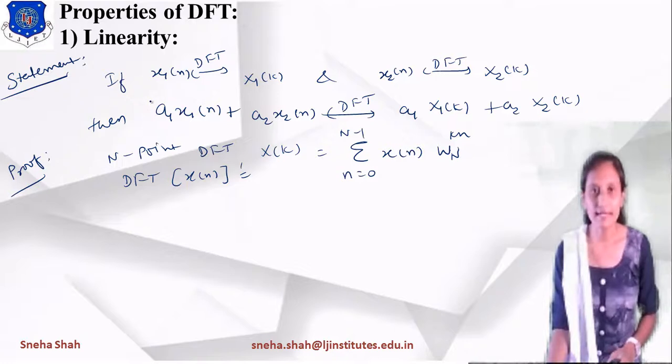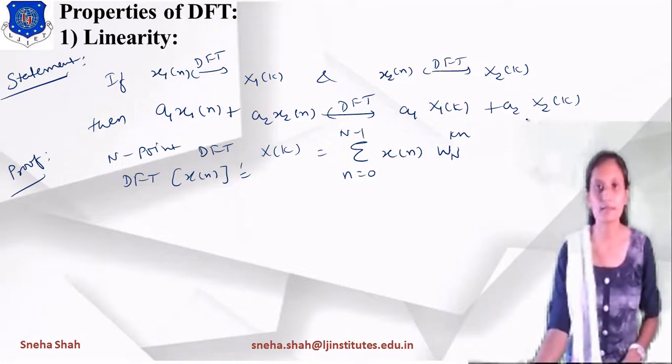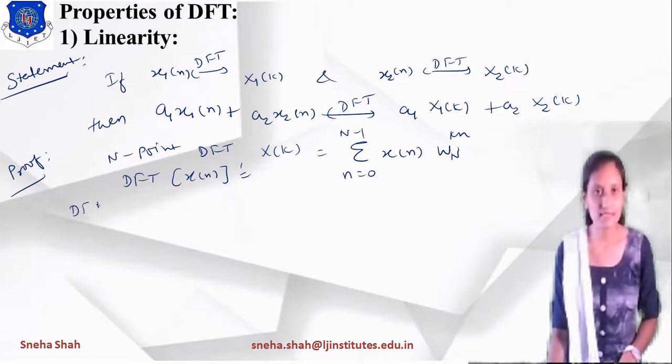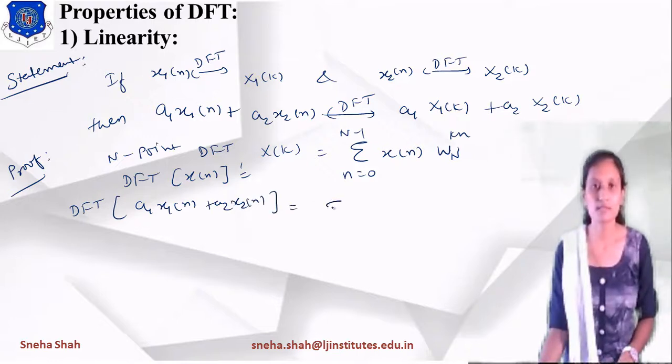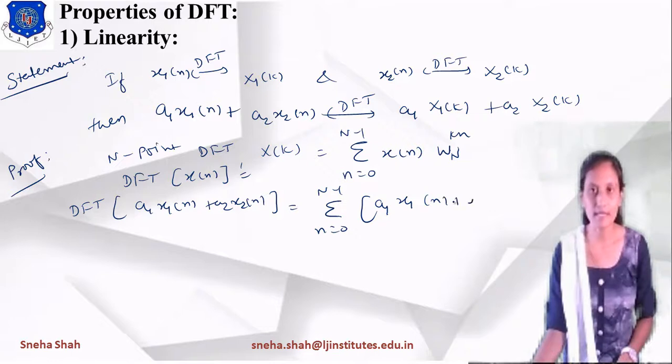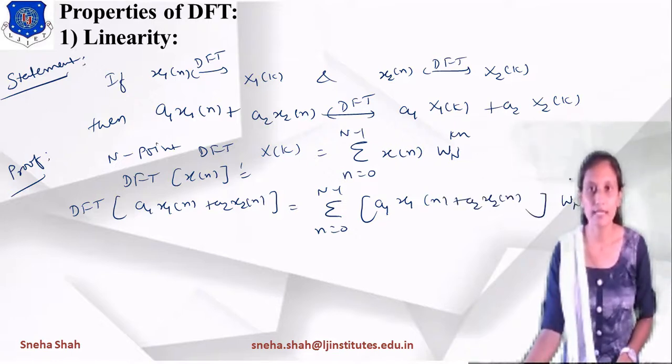But now we have to find the DFT of this term and derive its value equal to this term. So I am starting with the DFT of a1 x1 of n plus a2 x2 of n. Then the value equals summation n equals 0 to N minus 1. Instead of this x of n, I am putting this value. So the term will be a1 x1 of n plus a2 x2 of n into W N raised to kn.